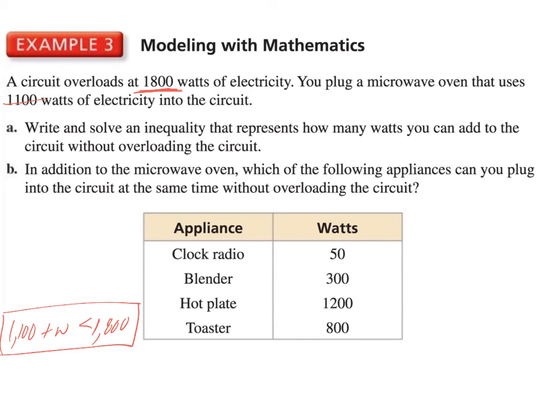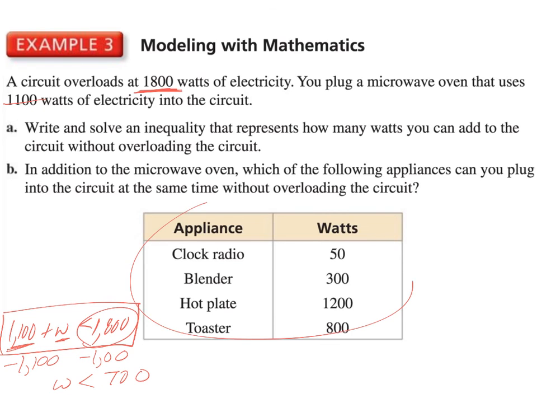And it says, in addition to the microwave oven, which of the following appliances can you plug into the circuit at the same time without overloading the circuit? So how do you figure out what else you could plug in? Well, I already know that I'm taking up 1,100 watts with the microwave. Let's just solve for W, because that will help me determine how I keep the wattage less than 1,800. So all I'm going to do here is subtract 1,100, and I get W is less than 700. So the wattage of whatever else I plug in just has to be less than 700 in order for the circuit not to overload.